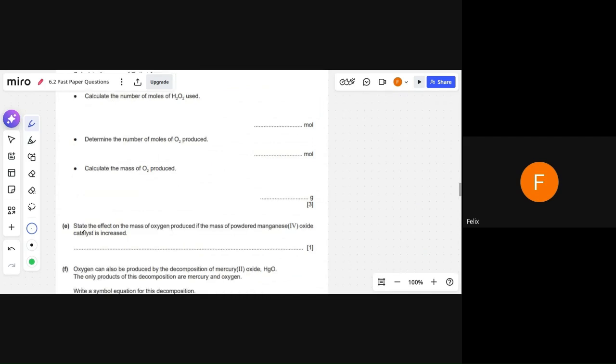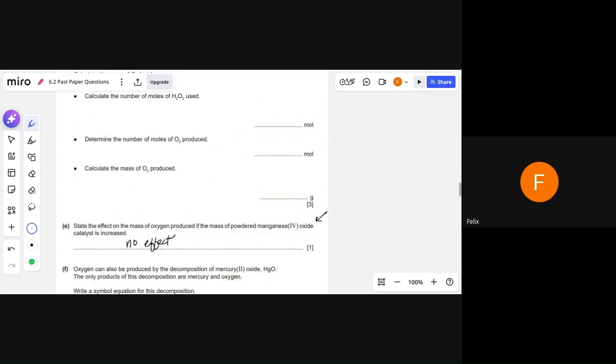It says, state the effect on the mass of oxygen produced if the mass of powdered manganese 4 oxide catalyst is increased. The mass of the product has nothing to do with the mass of the catalyst, because catalysts only speed up chemical reactions. They don't take part in chemical reactions actively, because we can retrieve a catalyst at the end of the reaction unchanged. So there will be no effect.